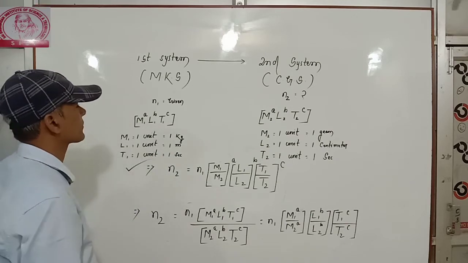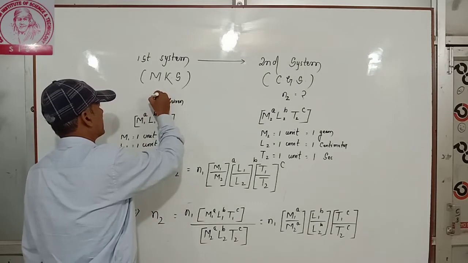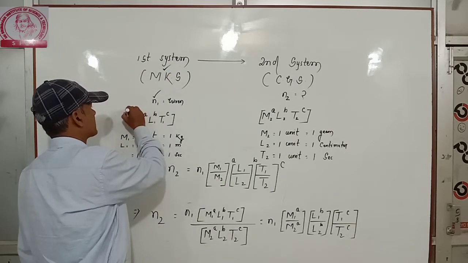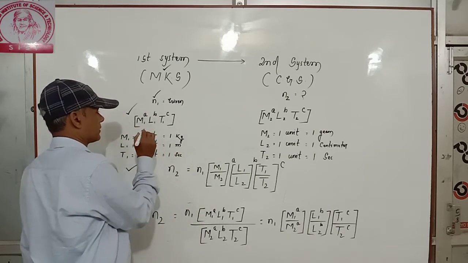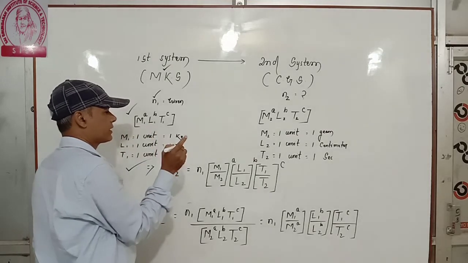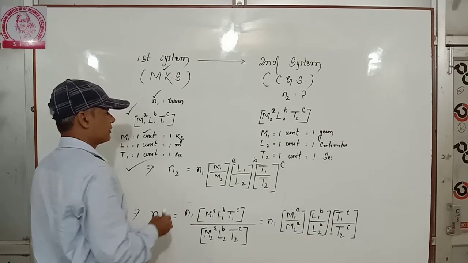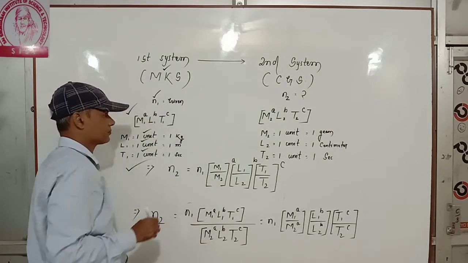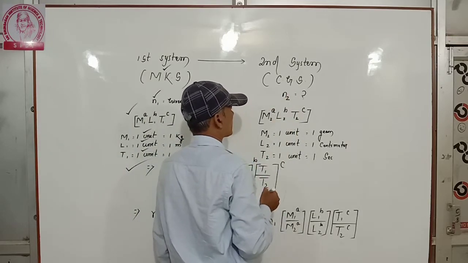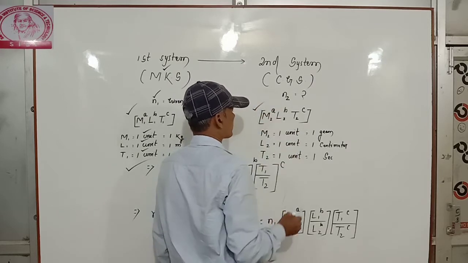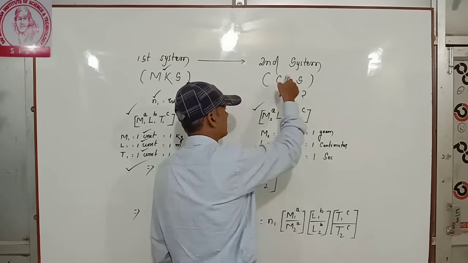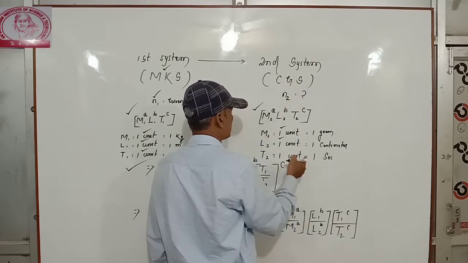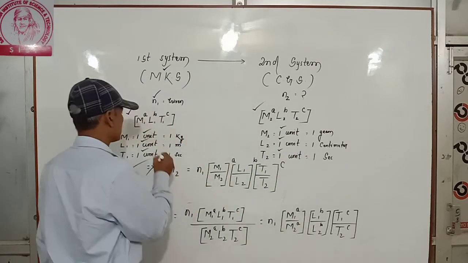It's the equation. First you have to know what is given: the amount is given, the name of the system, its dimensional formula, and the value of one unit of mass, one unit of length, one unit of time in this system. And here you have to find N2. You have to know the dimensional formula, and also one unit of mass in the second system, one unit of length in the second system, one unit of time in the second system. So these are the things you have to remember.